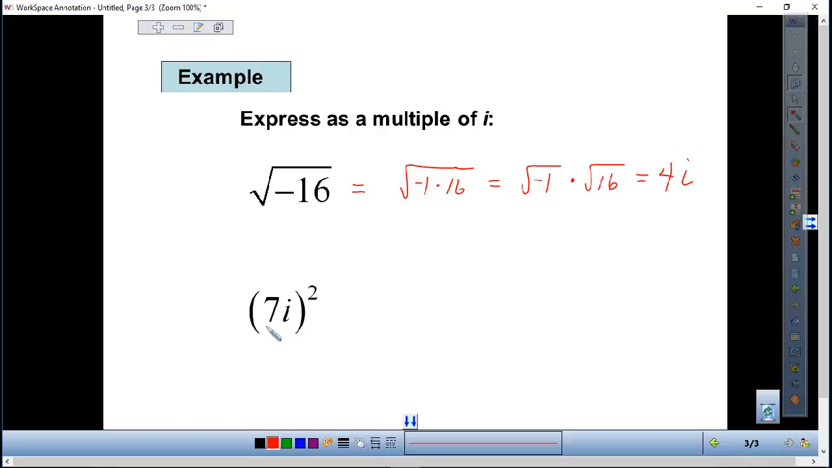Now, if we do 7 times i, quantity squared, we're going to square both parts here, and we end up with 49i squared. But what do we know about i squared? By definition, if the square root of -1 is i, then i squared is going to be -1. So this is 49 times -1, which is -49.